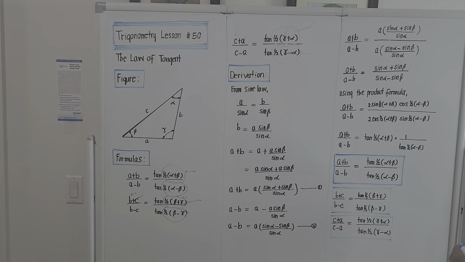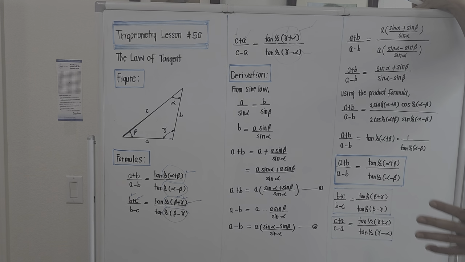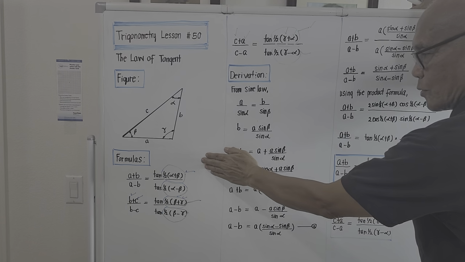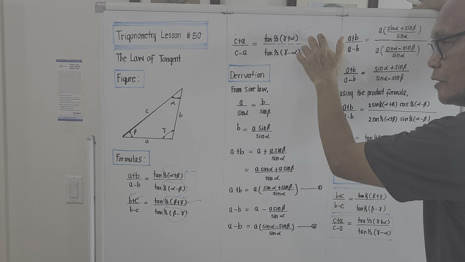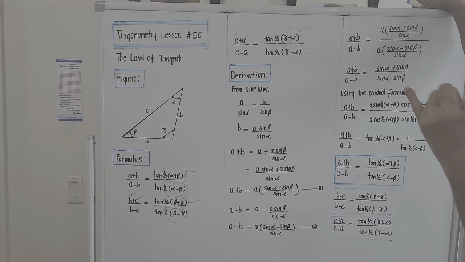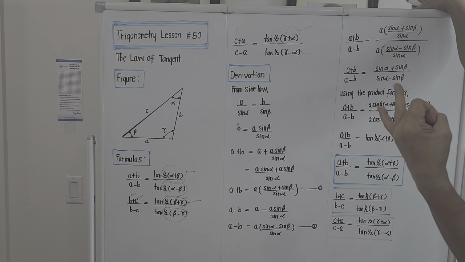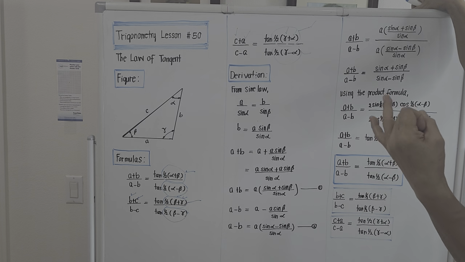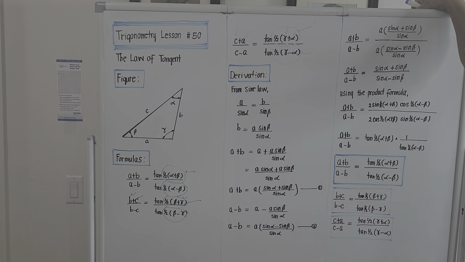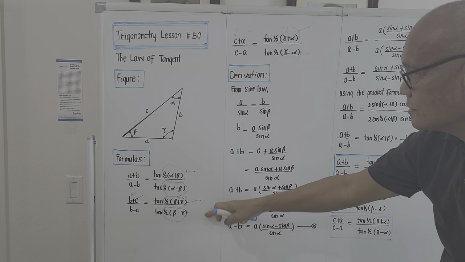So under the so-called tangent law, we have to memorize these three formulas here. If there are three formulas under sine law, and three formulas under cosine law, under tangent law there are also three formulas, and these are the formulas.